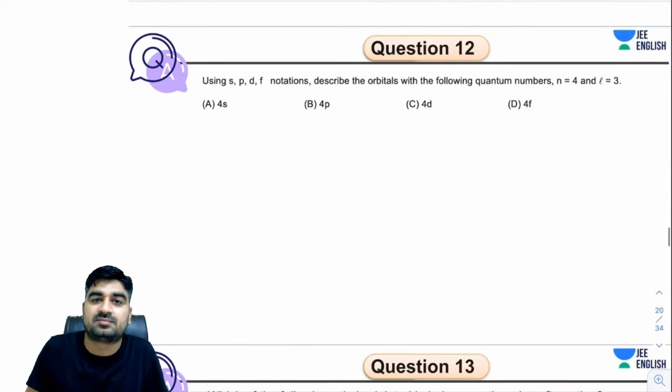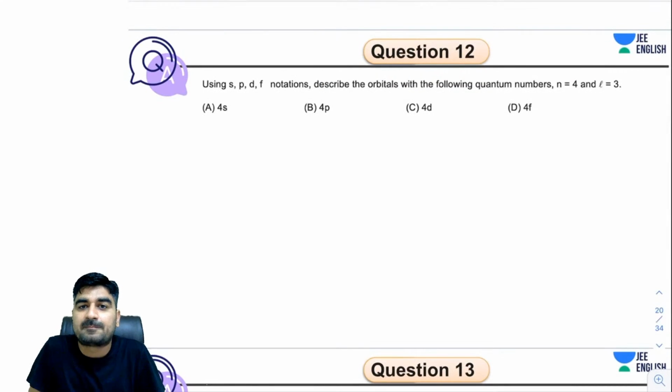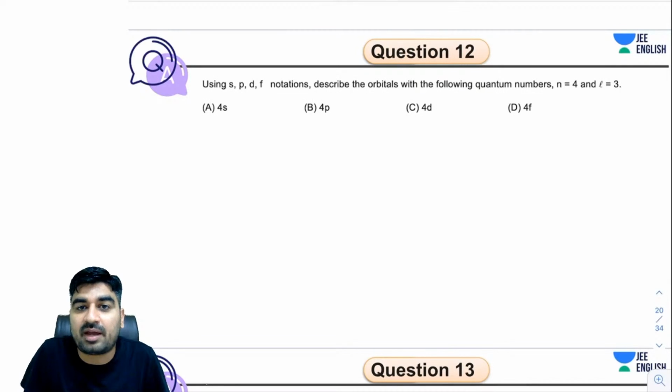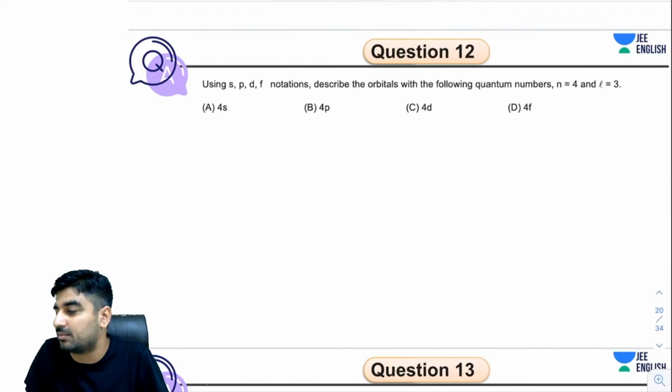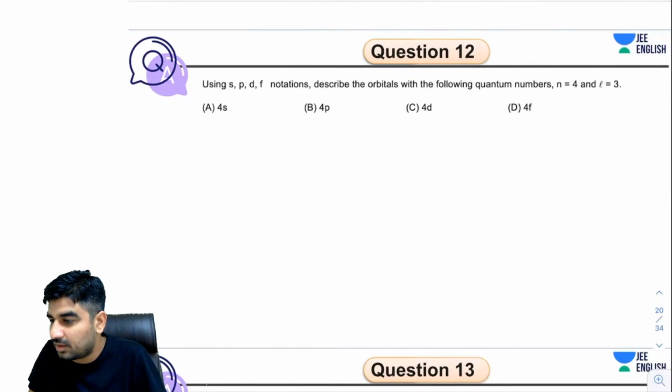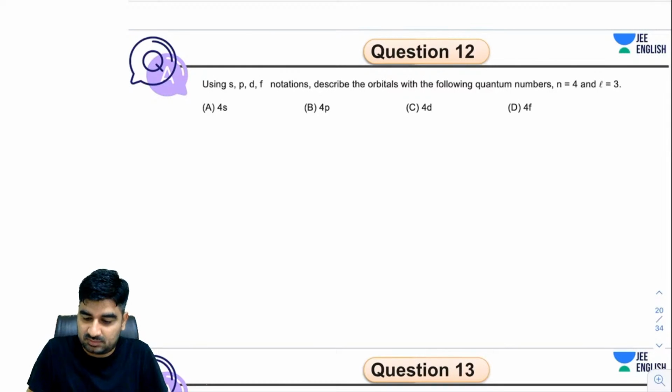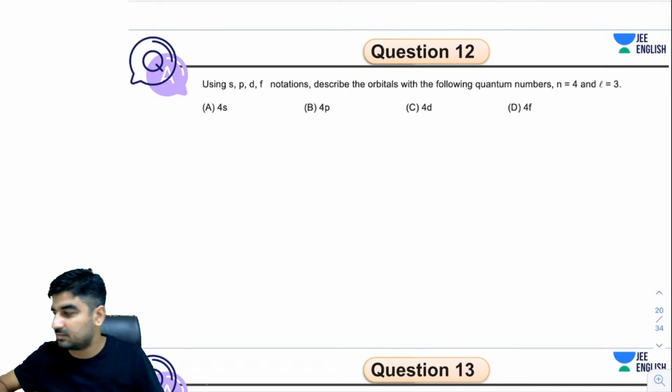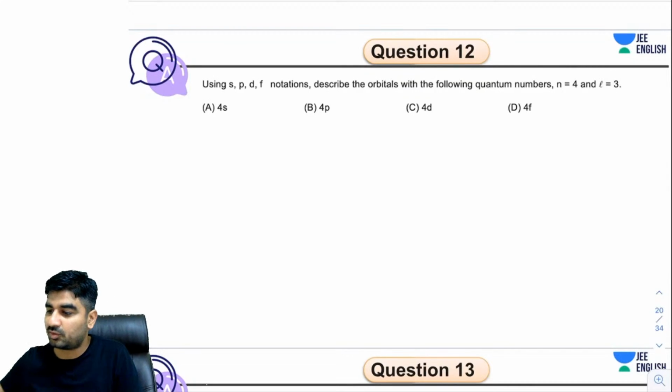Yes, solve it. Using SPDF notation, describe the orbital with the following quantum numbers. Solve it. Again, it's a 30-second question. Answer it. Quick.